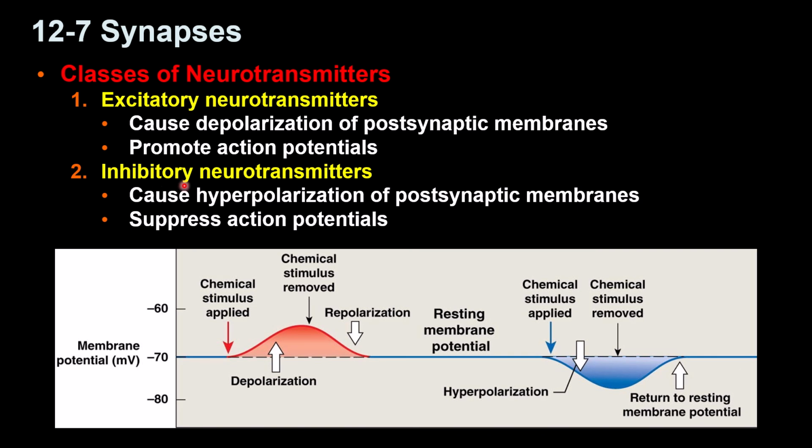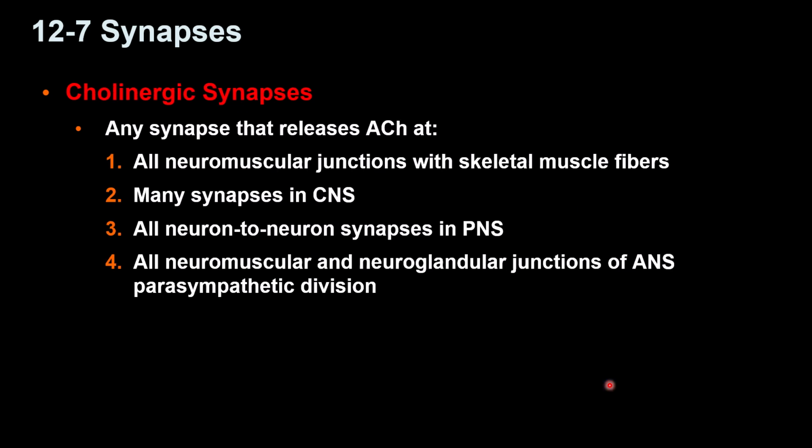While an inhibitory one moves it farther away from the threshold. So you see it's -70, now it's close to -80. So farther away from the threshold. So this will cause hyperpolarization, which means less likely to have an action potential. So inhibiting transmission of information.